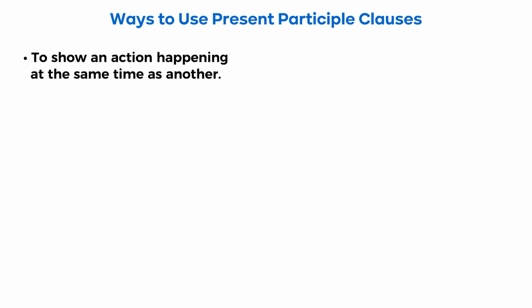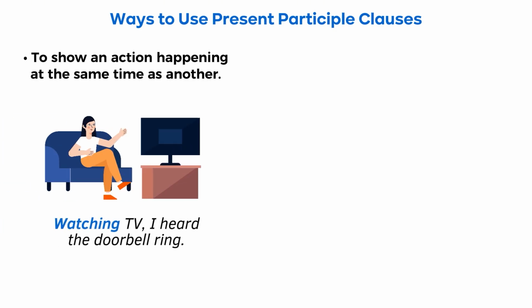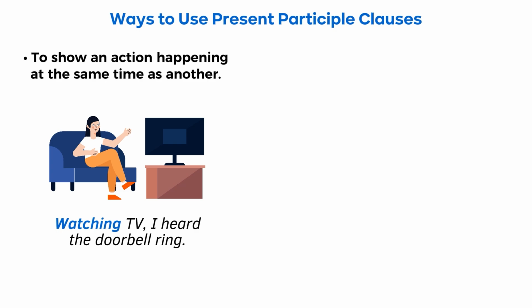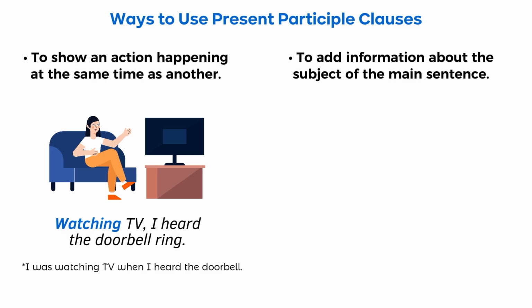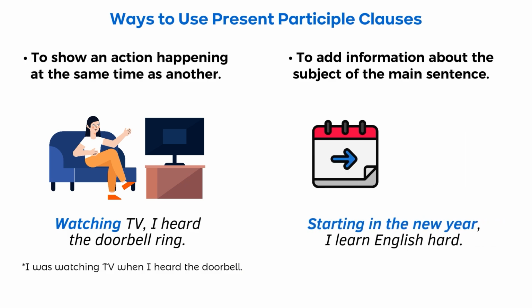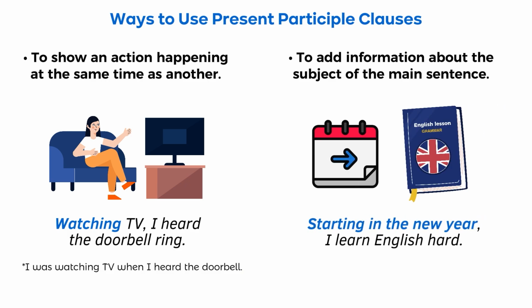To show an action happening at the same time as another: watching TV, I heard the doorbell ring. I was watching TV when I heard the doorbell. To add information about the subject of the main sentence: starting in the new year, I learn English hard. My hard learning will start in the new year.